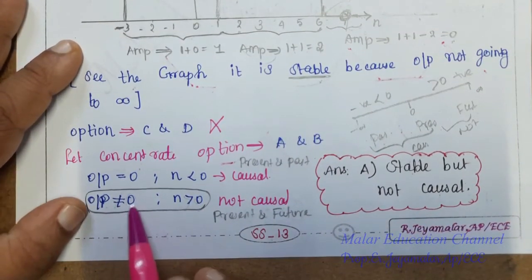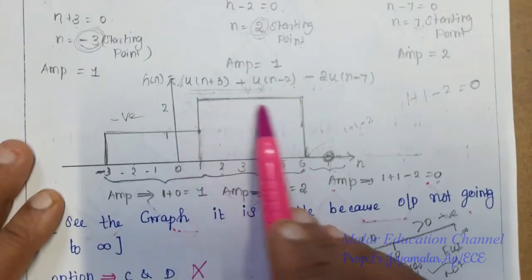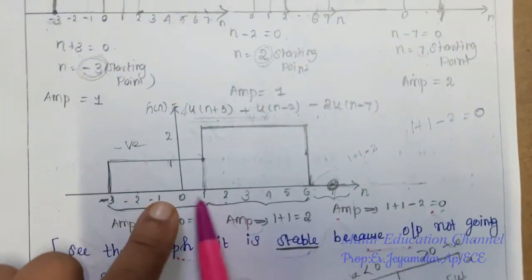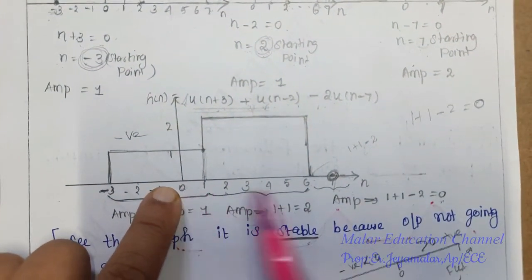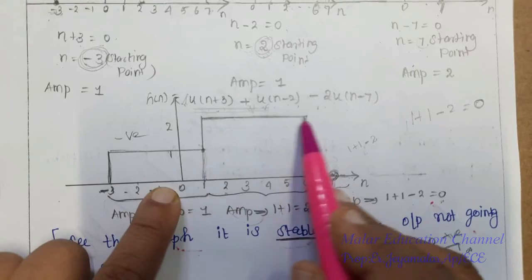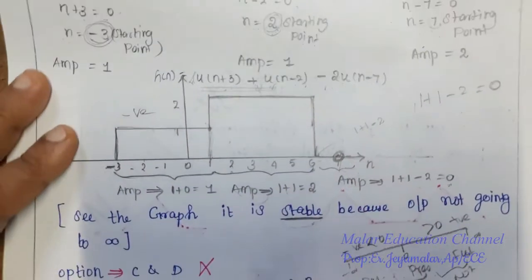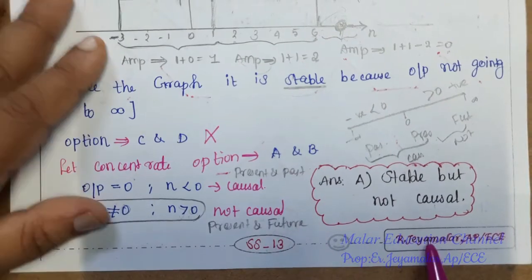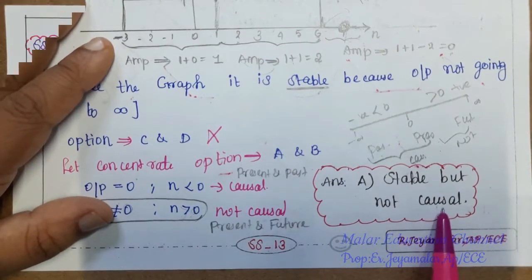The output is not equal to 0, which means it has some amplitude. So for n greater than 0, they have some values. For n greater than 0, see the limit 0 to 6, there is some amplitude. The amplitude is not equal to 0, isn't it? So that is for a non-causal system. Hence the correct answer is A, stable but not causal system.